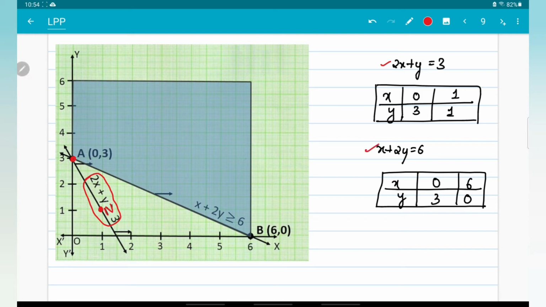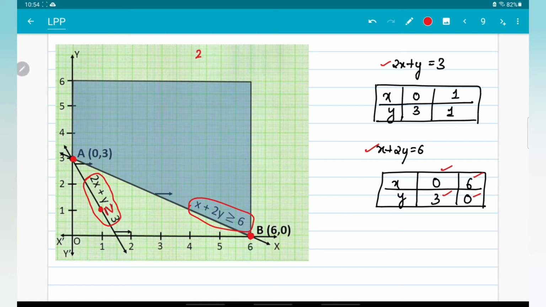Now for this second one, the points are 0, 3 and 6, 0. So 0 comma 3 is again the same point, and 6 comma 0 is over here. Now when I draw the line joining these 2 points, I get the line for the inequality x plus 2y greater than or equal to 6. So now that I have plotted these 2 inequalities, I'm going to check for the feasible region. I'm going to take the point 0 comma 0 and check for the feasibility.